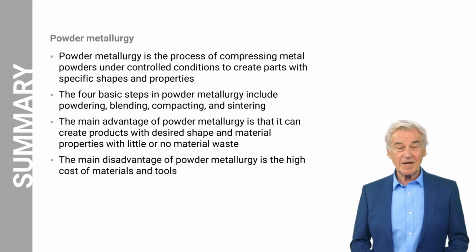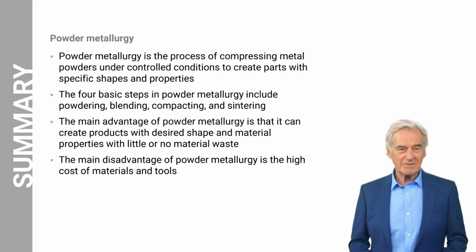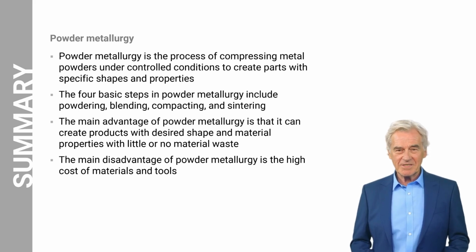In summary, powder metallurgy involves compressing metal powders to produce parts with specific shapes and properties under controlled conditions. The process consists of four basic steps: powdering, blending, compacting, and sintering. One of the primary benefits of this manufacturing method is its ability to create products with precise shapes and tailored material properties while minimizing material waste.